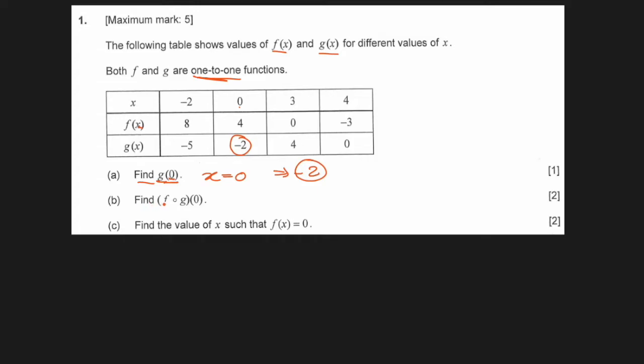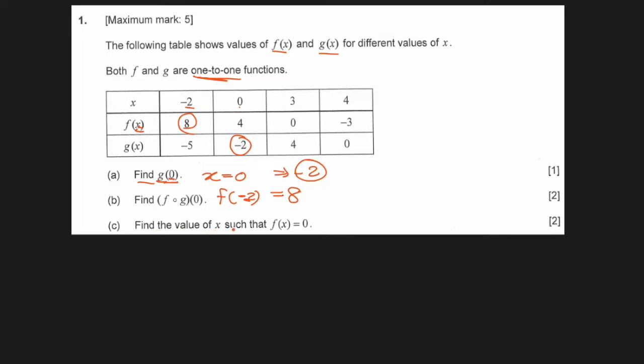Next, find f of g(0). So we can write this as f of g(0), which is minus 2. And when x is minus 2, what is f(x)? So when x is minus 2, f(x) is 8. So this answer will be 8.